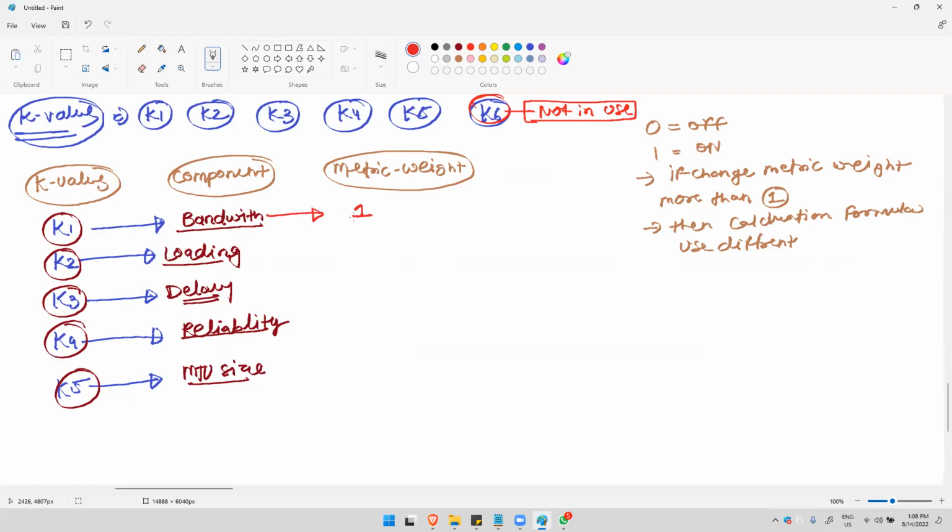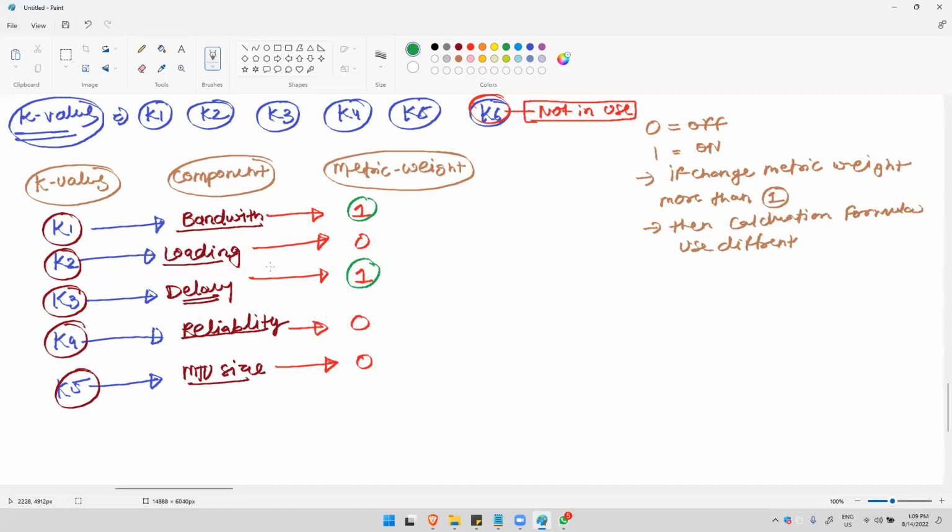Bandwidth is 1. Loading is 0. Delay is 1. Reliability is 0. MTU size is 0. What is the meaning of 1 or 0? 1 is in use, and K3 is in use. So basically, how many K values are we using by default?